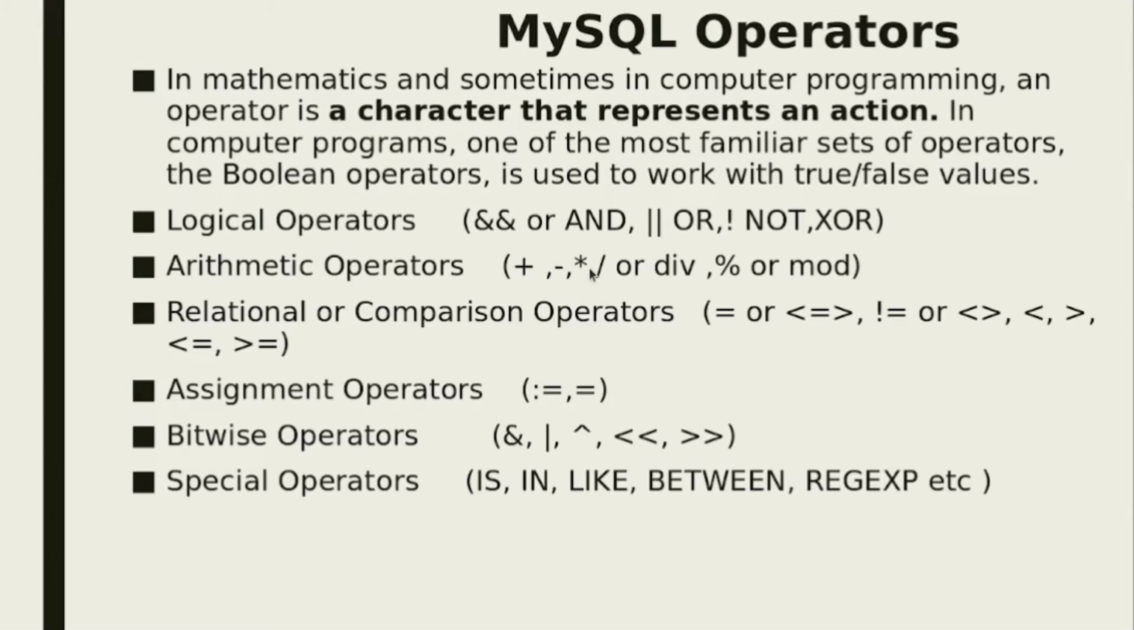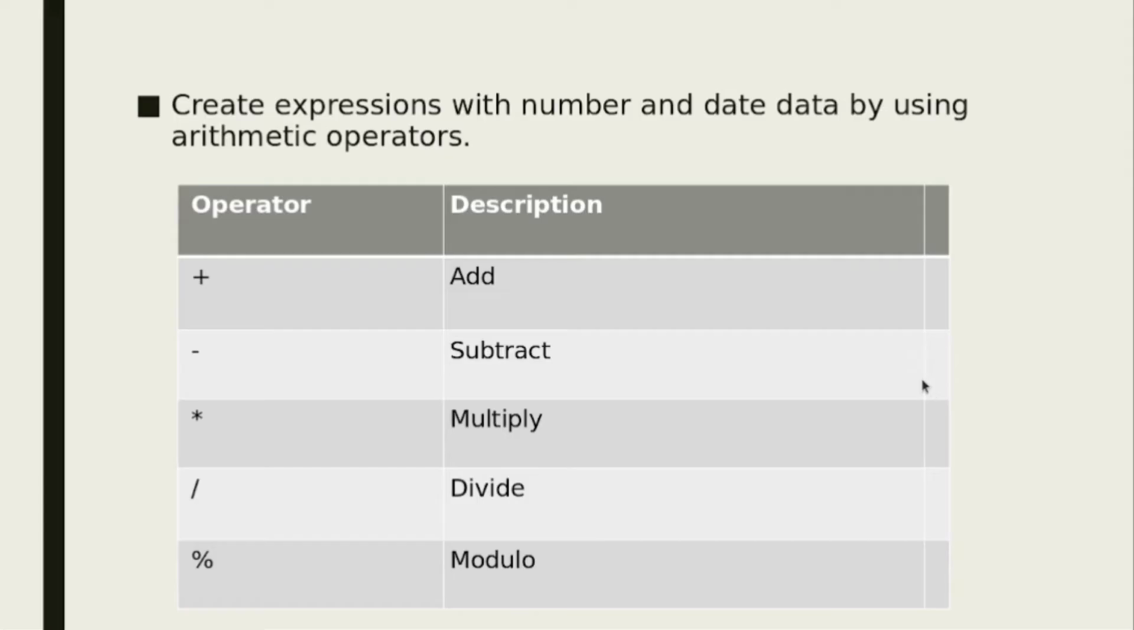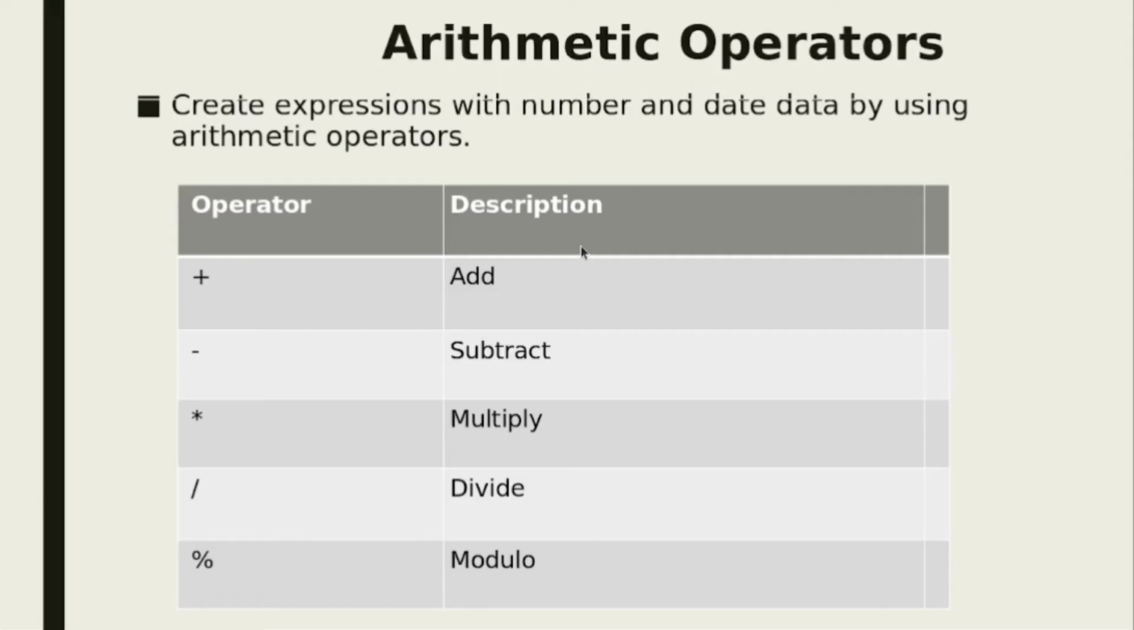In relational operators, we use equal to, greater than, less than. In the assignment operator we use equal to. Then bitwise operators like this. In special characters we use in, like, between, like this. So just note it down. So let's check it with the first operator, which is the arithmetic operator. Okay, let's talk about arithmetic operators. Create expressions with number and date data by using arithmetic operators. So these are the operators.